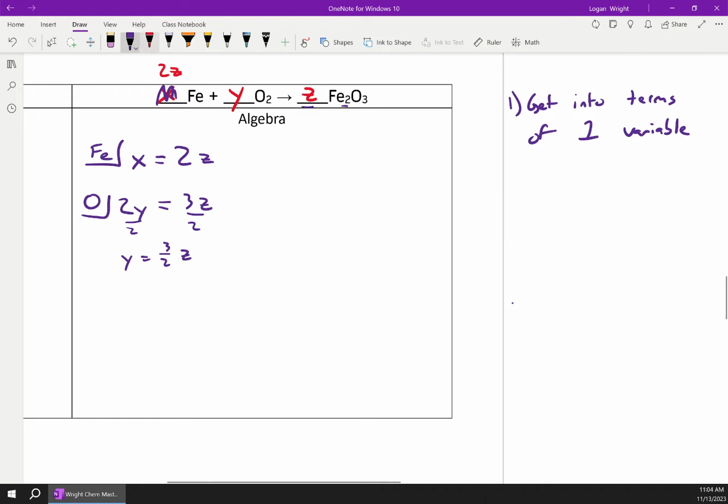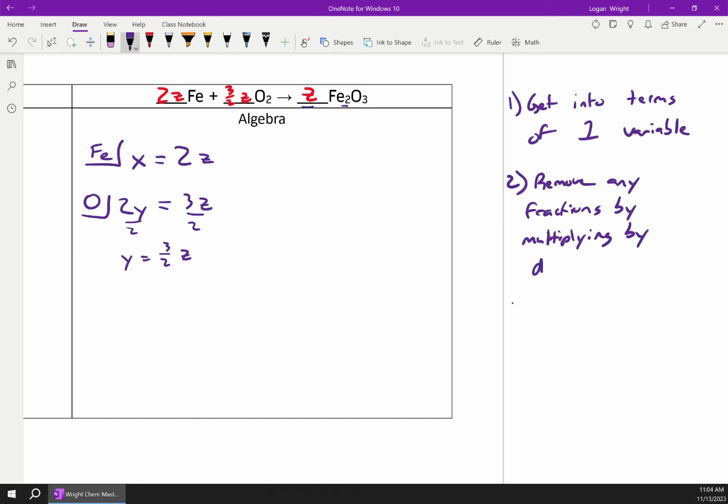So let's just clean up the top and make it look nicest. This is 2Z, and this is 3 over 2Z. So I have everything in terms of one variable. Step 2 is remove any fractions by multiplying by the denominator.